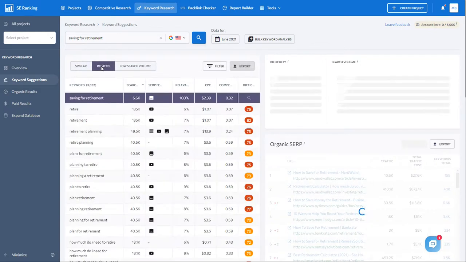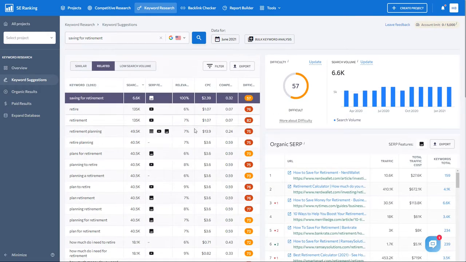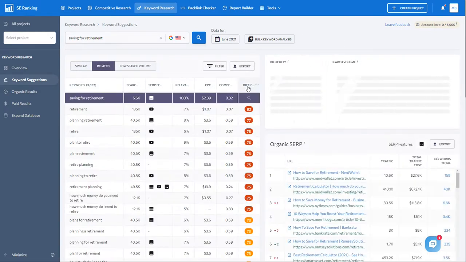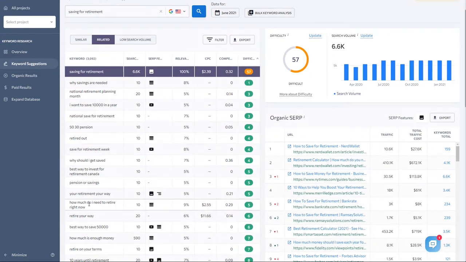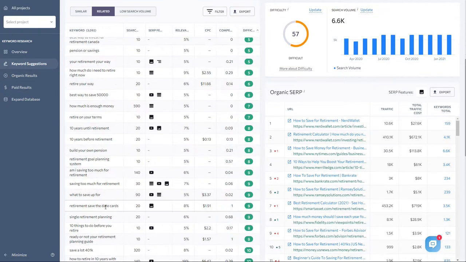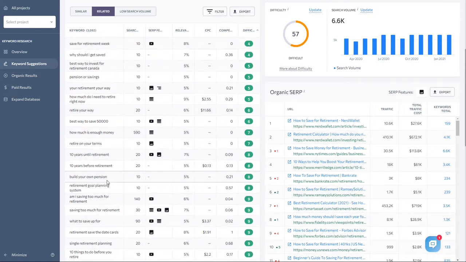Let's look at related. 3,000. Let's look at the low difficulty ones. Why savings are needed. National save for retirement. Save for retirement week. How much do I need to retire right now? So I see everything 10 years until retirement. All this is still pretty much on point, even though it's related.